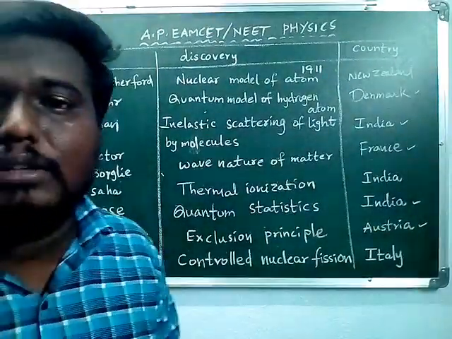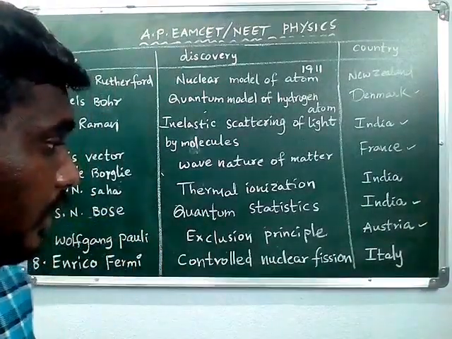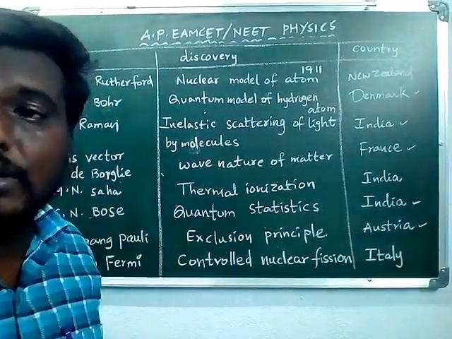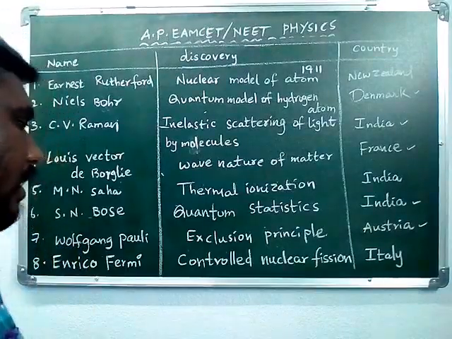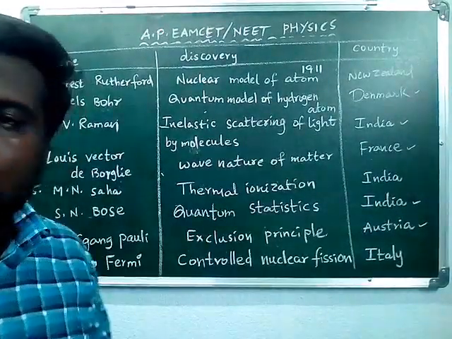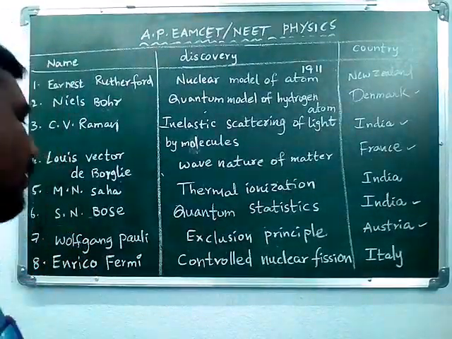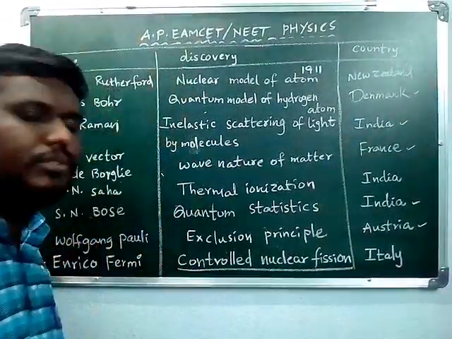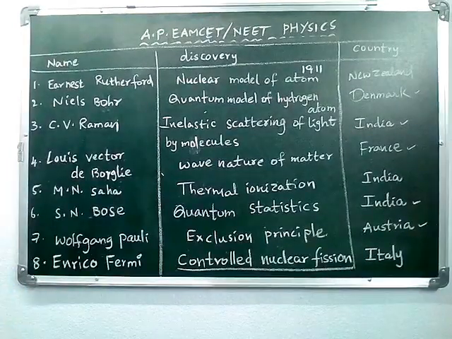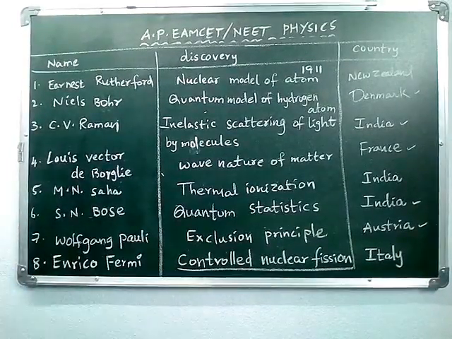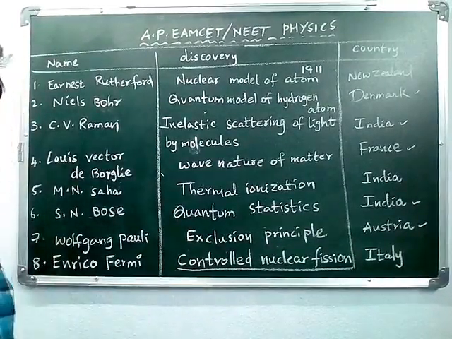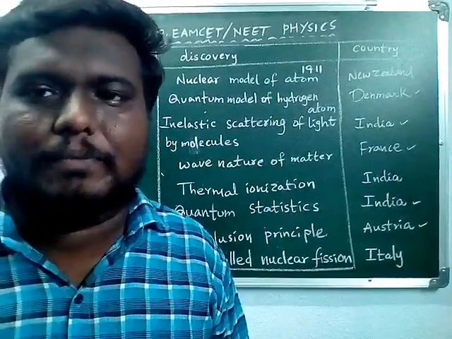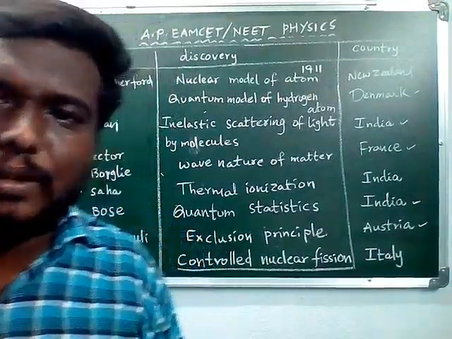Next one is Enrico Fermi. Enrico Fermi was an Italian scientist. He found the controlled chain nuclear fission reaction. So what is the controlled chain nuclear fission reaction? The chain nuclear fission reaction is classified into two categories: controlled and uncontrolled.